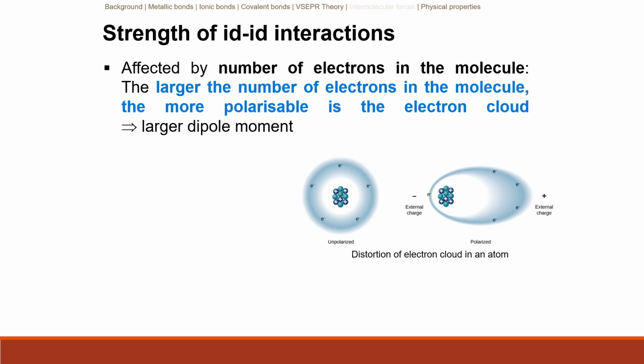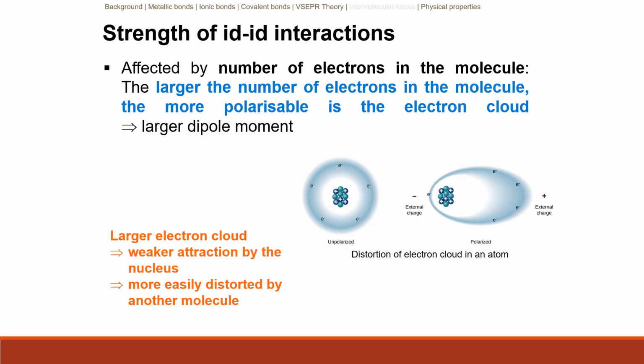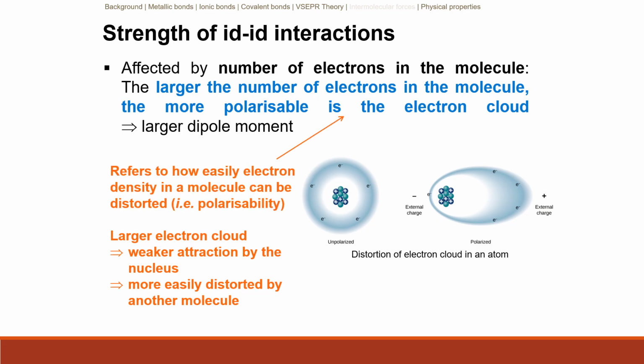There is only one factor that affects the strength of ID-ID interactions, which is the number of electrons. When there is a larger number of electrons in the molecule, the electron cloud is more diffused and less attracted to the nucleus. This causes it to become more polarizable, or easily distorted by another molecule. And this results in a larger dipole moment and hence stronger ID-ID interactions.